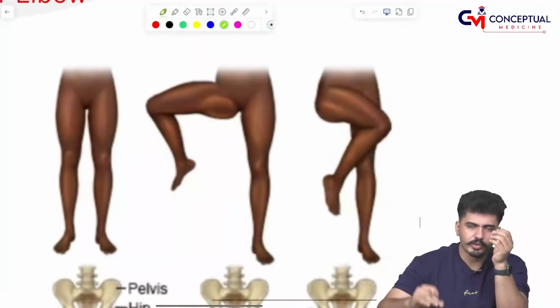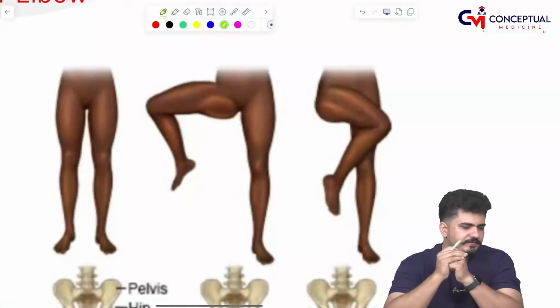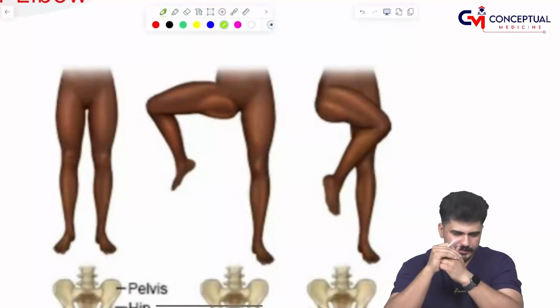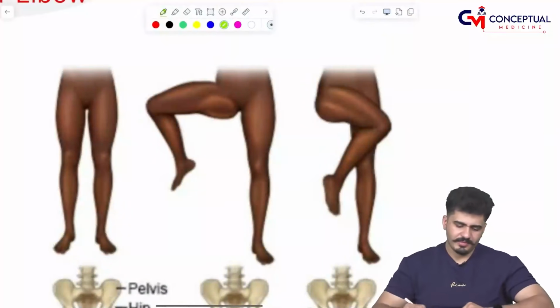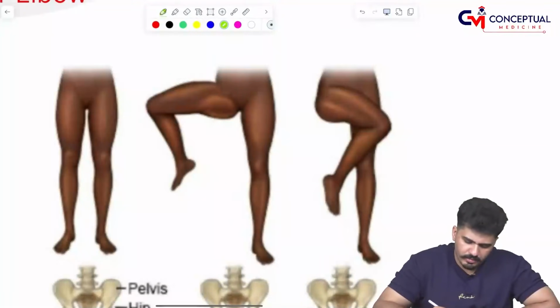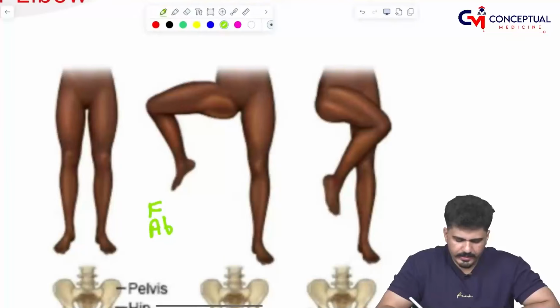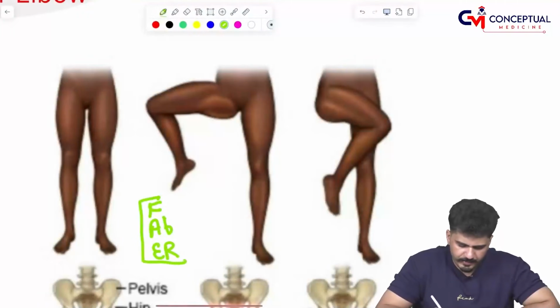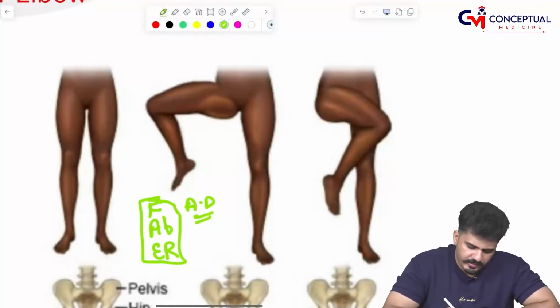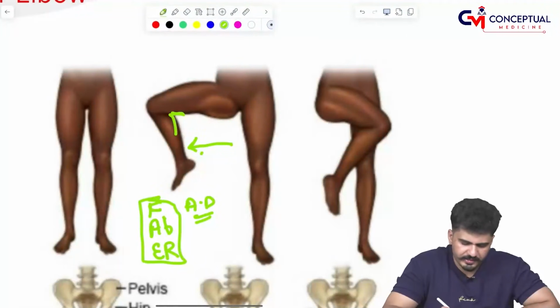Now I'll show you a gender neutral image, and you can yourself see how to check which dislocation is happening. Sir, what is happening here? Here the hip is flexed, abducted and externally rotated. So this is FABER, and the FABER mnemonic is for anterior dislocation. You can see flexed, abducted and externally rotated. The femur head is coming out in the anterior side.